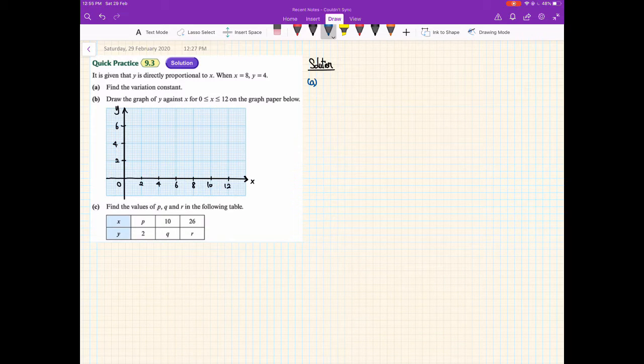Let's have a look at the question. It is given that y is directly proportional to x. When x equals 8, y equals 4. A. Find the variation constant.